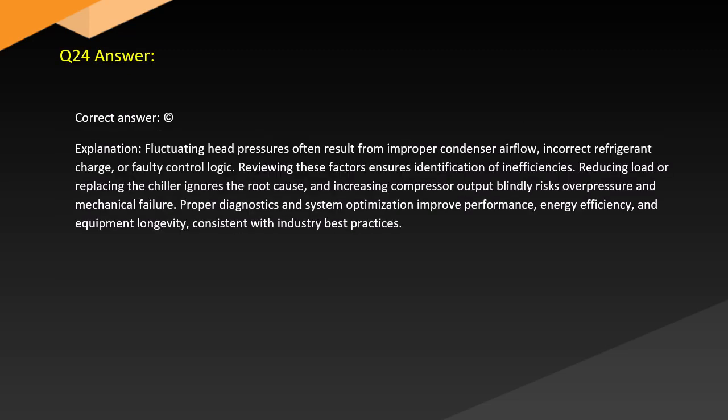Answer. Correct answer: C. Explanation. Fluctuating head pressures often result from improper condenser airflow, incorrect refrigerant charge, or faulty control logic. Reviewing these factors ensures identification of inefficiencies. Reducing load or replacing the chiller ignores the root cause, and increasing compressor output blindly risks overpressure and mechanical failure. Proper diagnostics and system optimization improve performance, energy efficiency, and equipment longevity, consistent with industry best practices.